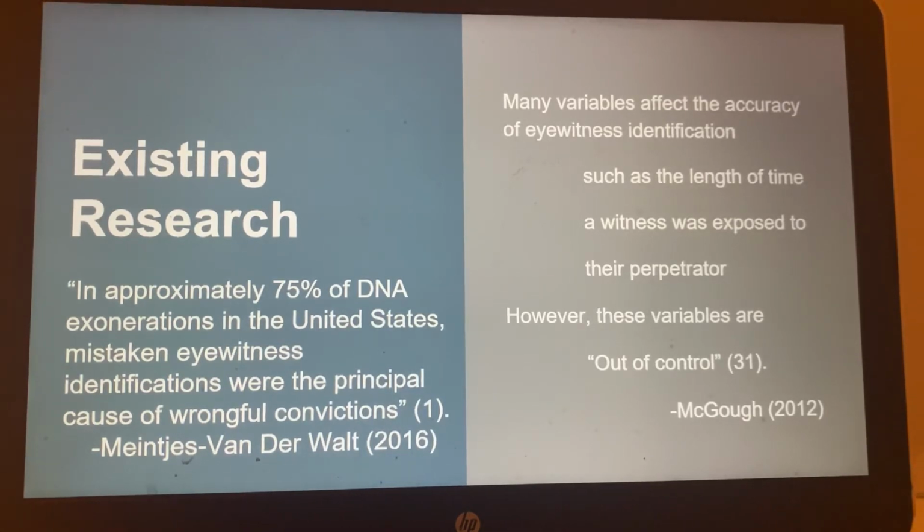Many variables affect the accuracy of eyewitness identification, such as the length of time a witness was exposed to their perpetrator. However, those variables are out of control in the criminal justice system, as McDowell says. And that sparks the need for controlled variables, such as how we handle our eyewitness identification procedures so that our victims can give accurate identifications.